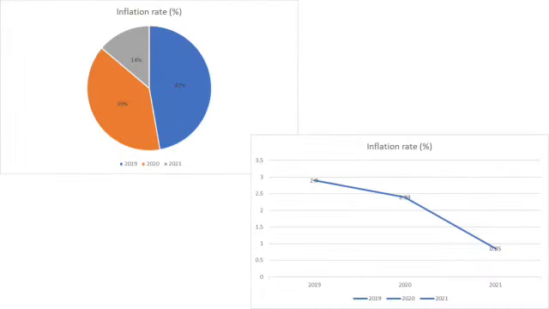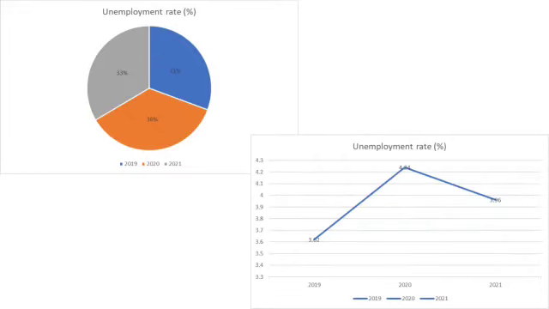Next, we can see the pie chart and the graph for inflation rate from 2019 to 2021, and we can see the pie chart and the graph for employment rate from 2019 to 2021.